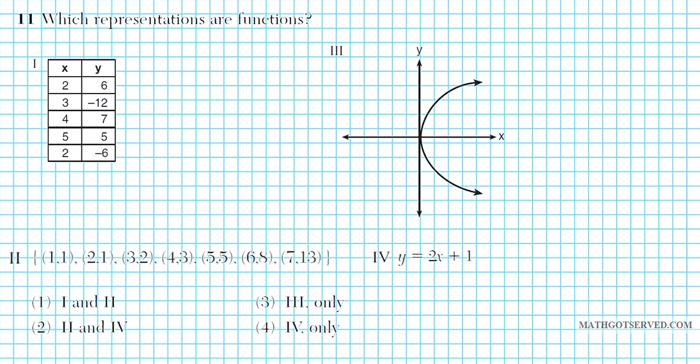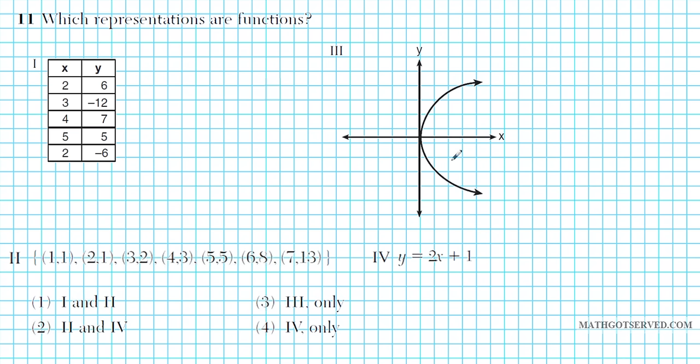All right, so let's take a look at number 11. It reads, which representations are functions? So we have a tabular representation here, a graphical representation, a set of ordered pairs, and also a linear representation. Okay, this is algebraic. Now, which of these represents a function?